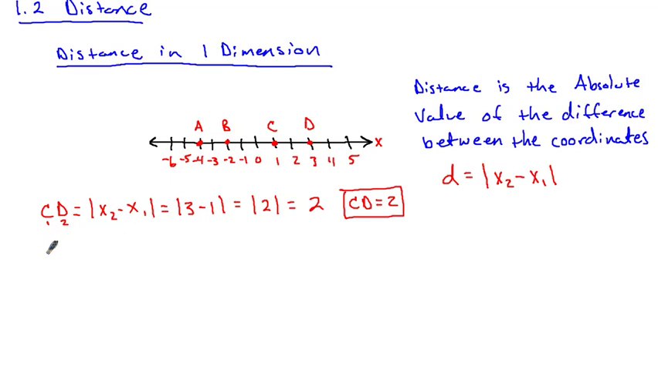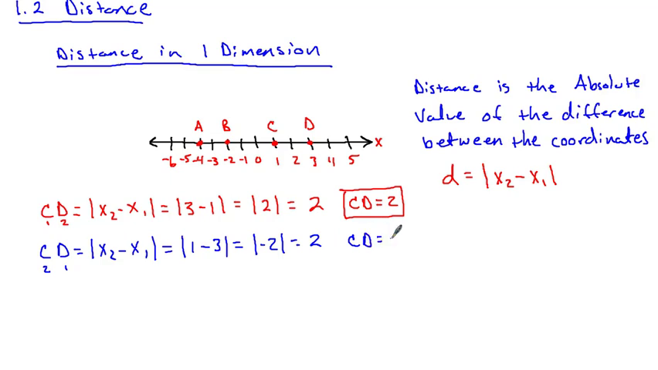Now, sometimes people get mixed up with which one's 1 and which one's 2. And the good thing is it doesn't matter. So I'm going to redo this problem, but I'm going to mix them up and make this 2 and this 1. So we have the absolute value of x2 minus x1. So x2, so C is 1, minus x1, so D is 3, and that equals the absolute value of -2. But hopefully you remember absolute value means that we want the positive value always. So the absolute value of -2 is still 2. So we still get CD is equal to 2.